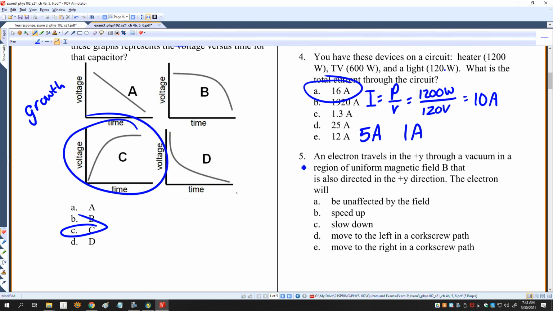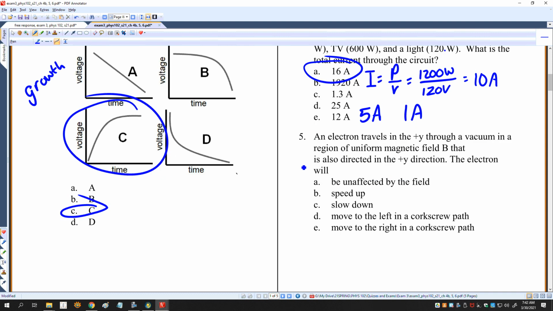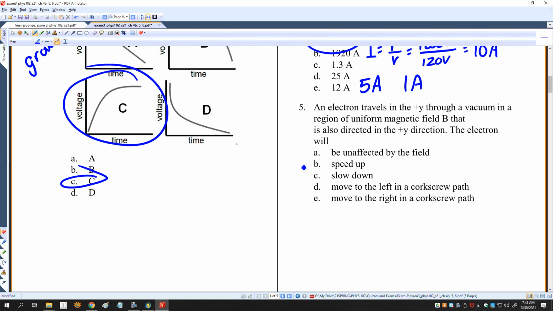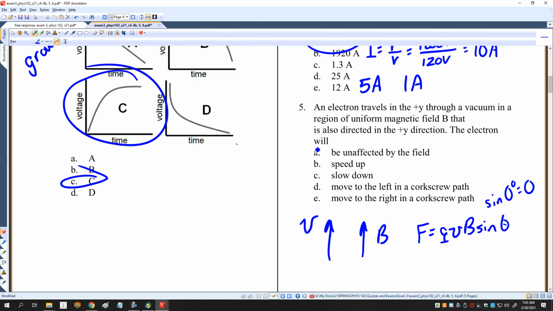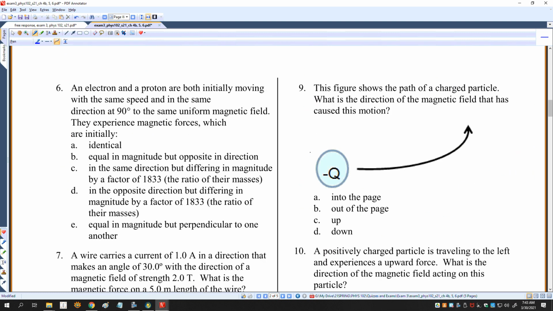An electron travels in the plus y direction through a vacuum in a region of uniform magnetic field that is also directed in the plus y direction. The electron, okay, so the velocity is in this direction and the magnetic field is in that direction. The angle between those is 0, so our F equals QVB sine theta. The sine of 0 degrees is equal to 0. So there's going to be no force acting on it.